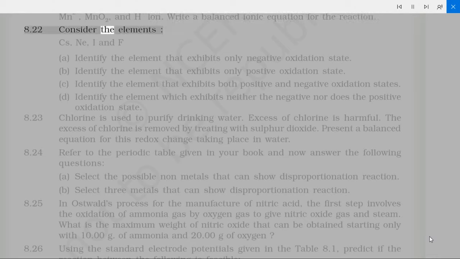8.22 Consider the elements Cs, Ne, I and F. A. Identify the element that exhibits only negative oxidation state. B. Identify the element that exhibits only positive oxidation state. C. Identify the element that exhibits both positive and negative oxidation states. D. Identify the element which exhibits neither the negative nor the positive oxidation state.